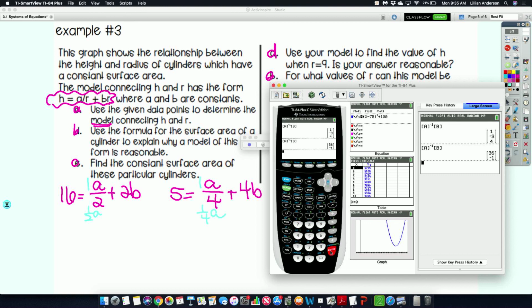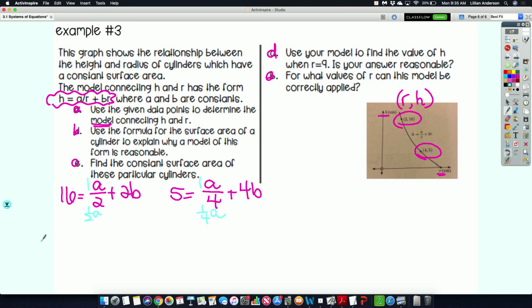Did you guys get this? Yes. So the 36 represents A, and the -1 represents B. So that means that my model, so my answer for part A, for the model that's connecting H and R, is going to be H equals 36 over R minus R. Because technically B was a -1, correct? So there you go.